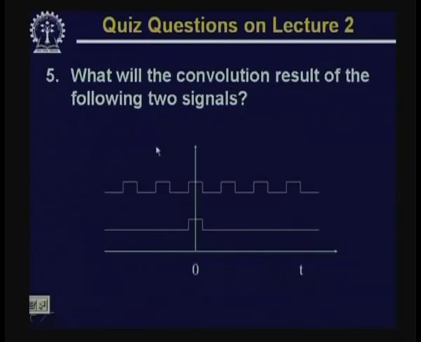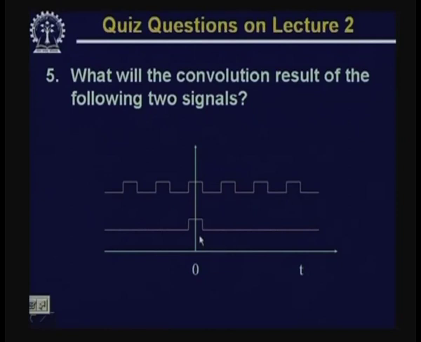The next question: here again we have two signals in time. One is a periodic square wave, the second signal is aperiodic, it is just a square pulse. We can assume that the on time of this square wave and the on time of the square pulse are the same. Then you have to find out the convolution output when these two signals are convolved in the time domain. Thank you.